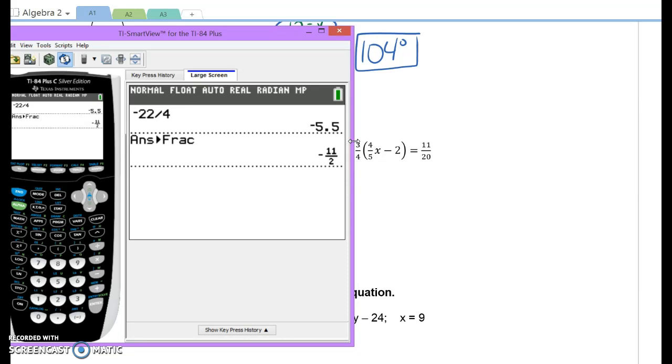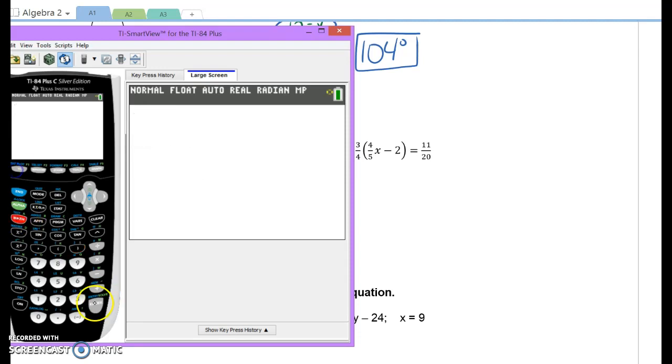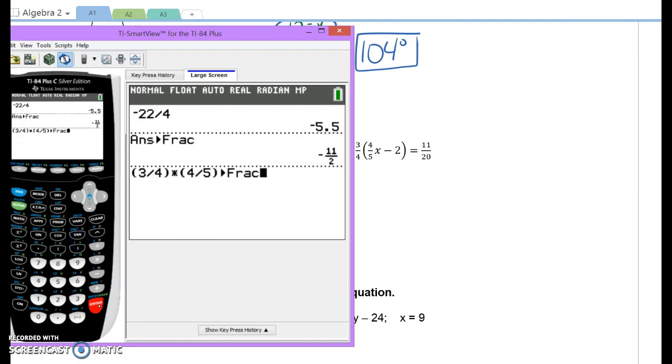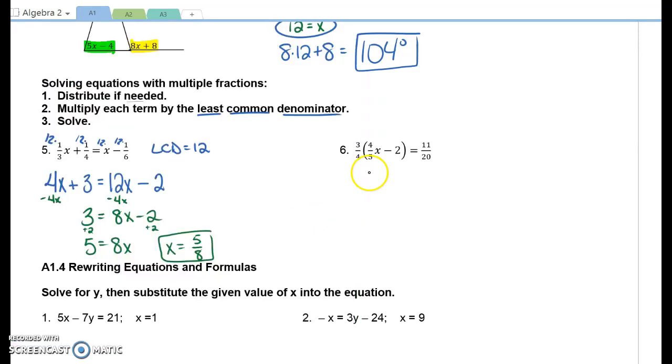Or if you've got a graphing calculator, this is how I would punch it in. Parentheses 3 divided by 4, that is the fraction 3/4, times parentheses 4/5, close your parentheses, and I want my answer to be written as a fraction, so I'm going to use math button and tell it to put my answer as a fraction. You can do all of that in one step in the graphing calculator, and that's kind of nice. So then you hit enter. Distributing 3/4 times 4/5 x is going to give you 3/5 x. So this first term is 3/5 x.